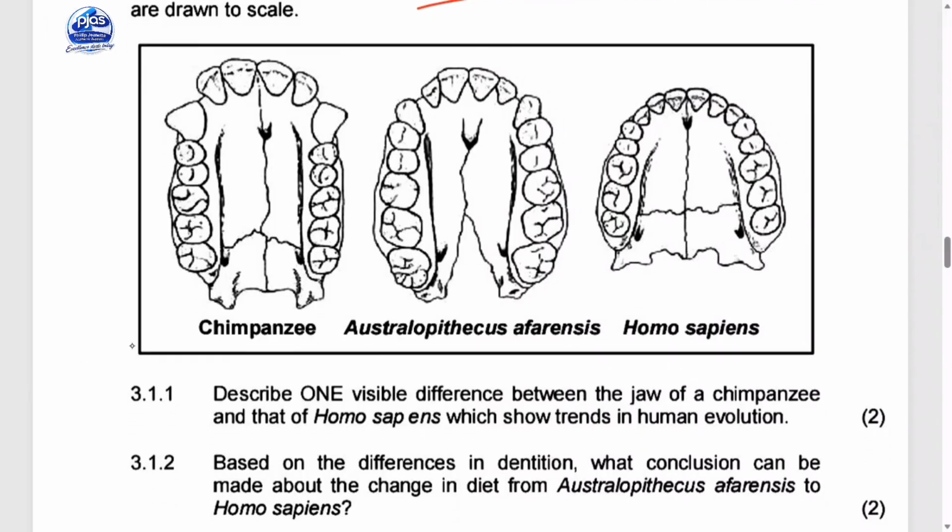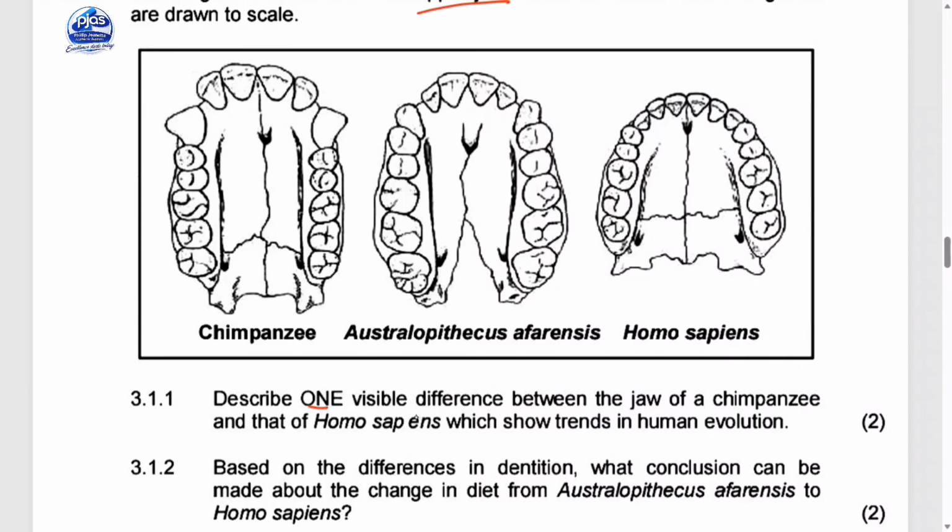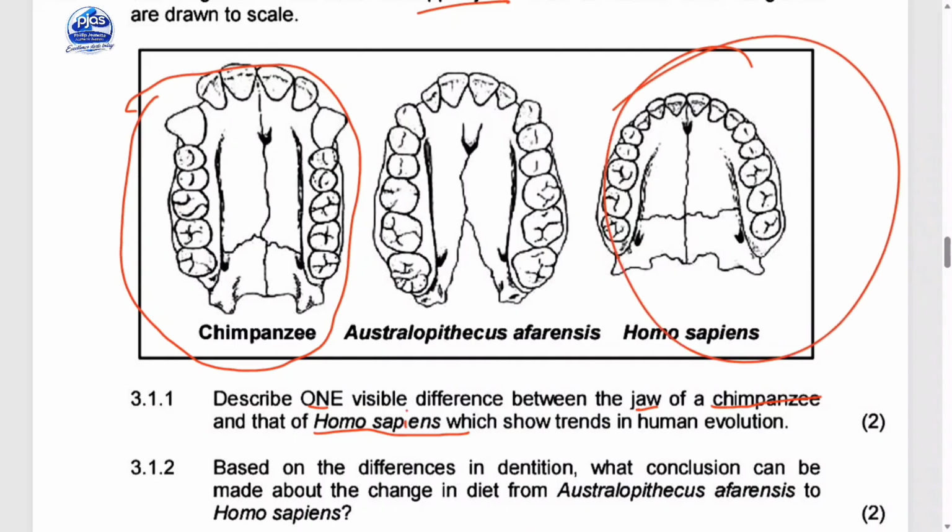So let us check the first question now. Describe one visible difference between the jaw of the chimpanzee and that of the Homo sapiens, which shows the trend in human evolution. We are going to focus on the chimpanzee here, and the Homo sapiens here.